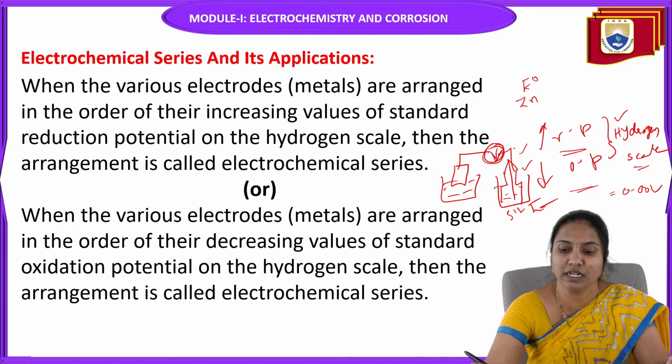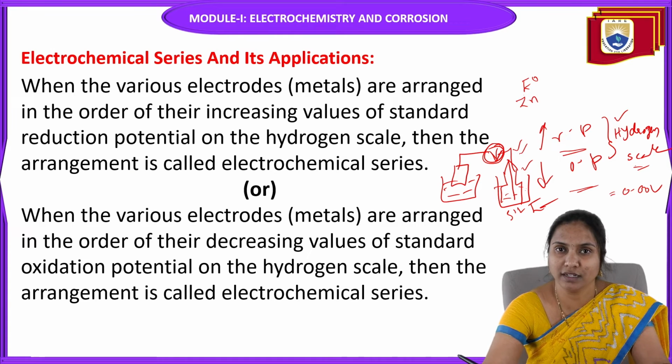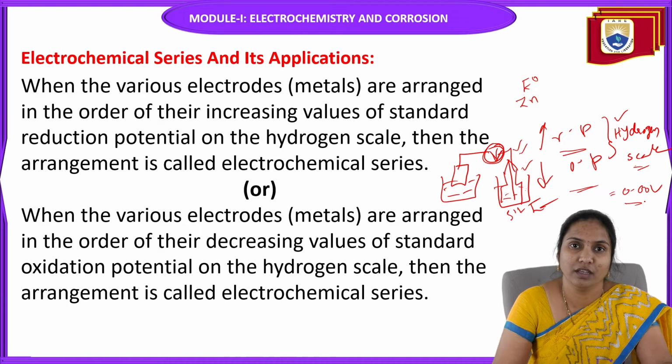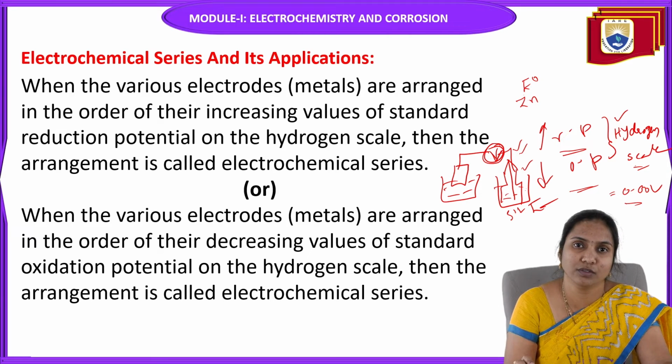Here the standard hydrogen electrode acts as a reference electrode. Reference electrode means we already know the potential of that electrode, so by using it we can calculate the other electrode potential. We couple with the standard hydrogen electrode because its electrode potential is zero at all temperatures. In this way we calculate the electrode potential of that electrode.